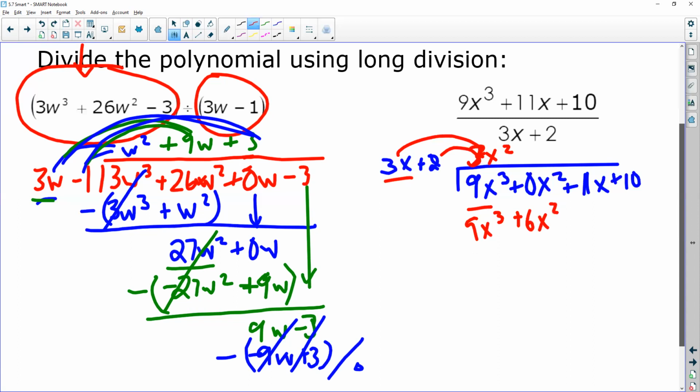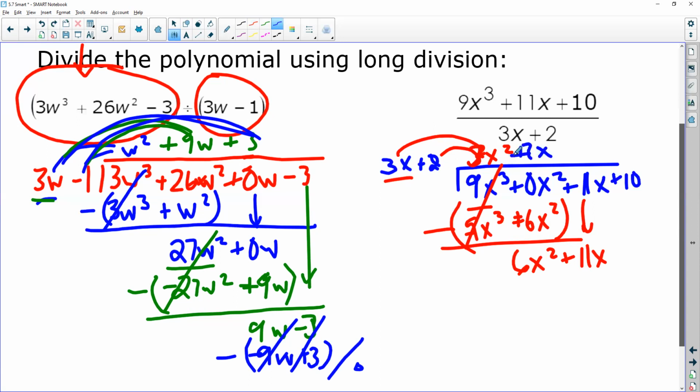Put it in parentheses and subtract. This is subtract. This is subtract. So those guys cancel, and I get 6x squared. Bring down the 11x. So now I'm going to turn 3x into 6x squared. I need an x and a 2, right? So multiply by 2x. So 3x times 2x is 6x squared. 2x times 2 is plus 4x. Subtract. Those guys cancel. That guy becomes a minus, so I get 7x.